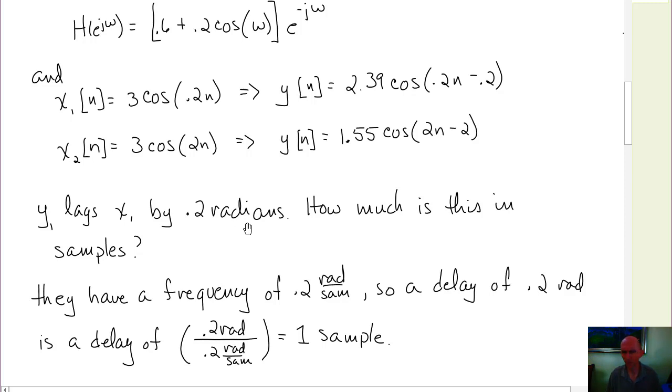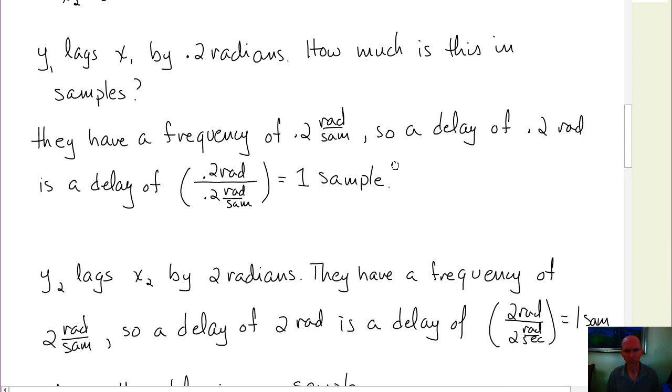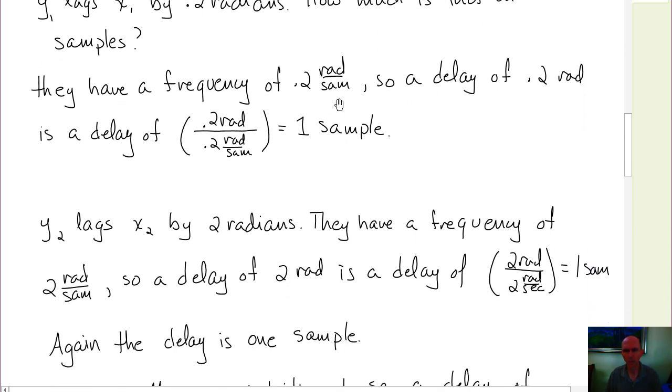But how much is this in samples? Well, these 2 cosines have a frequency of 0.2 radians per sample. So a difference of 0.2 radians is going to be a delay of 1 sample. Right? 0.2 radians divided by 0.2 radians per sample, which is the frequency, gives us the difference in samples.